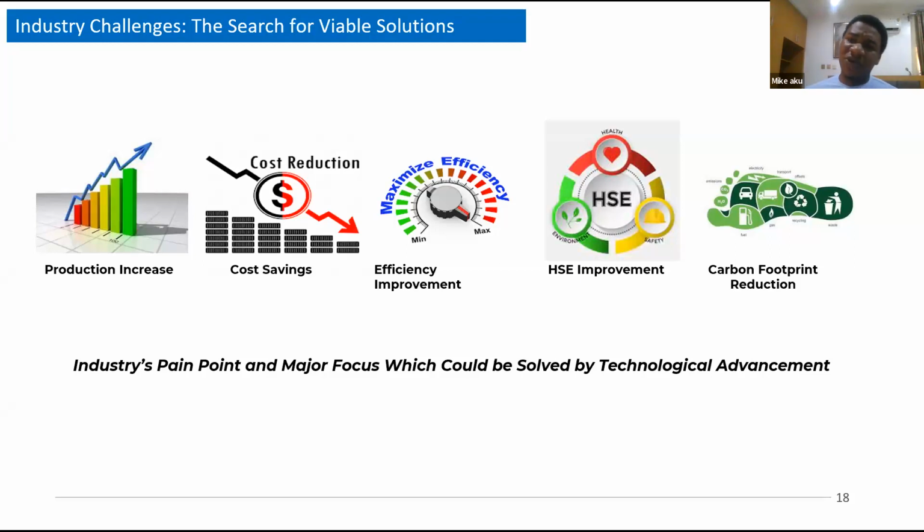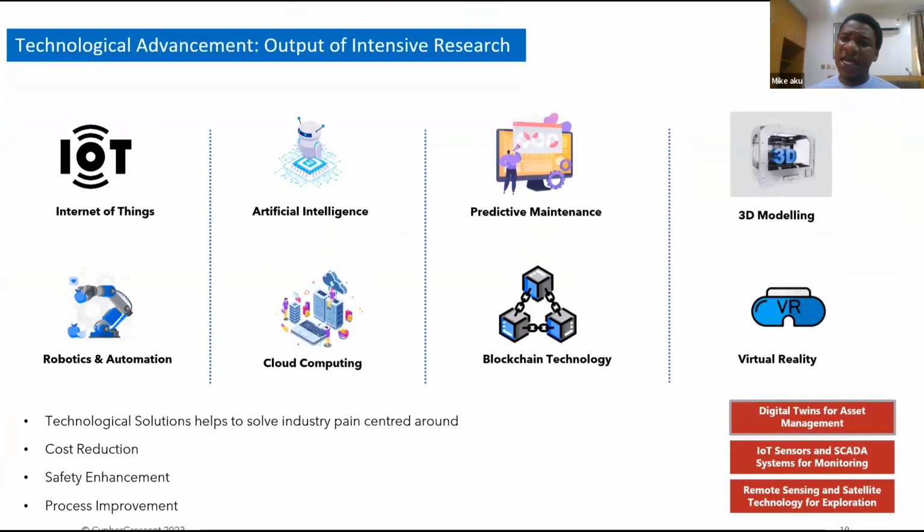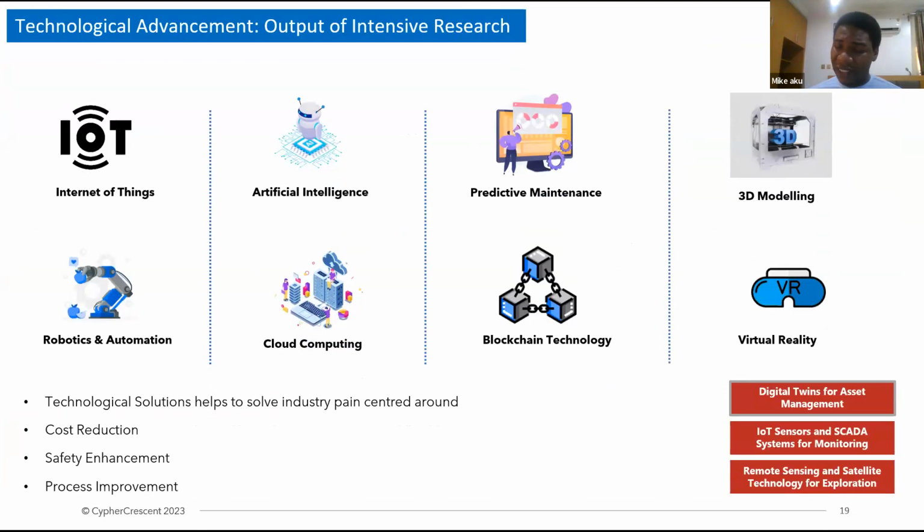If this is the major focus of the industry, what lever can help them achieve this? Emerging technologies can, right? From IoT, artificial intelligence, cloud computing, blockchain, robotics, automation, a lot of things, 3D modeling. These are levers that can actually help the industry achieve what they intend to do, either in terms of increasing production, reducing costs, improving safety, carbon footprint reduction.